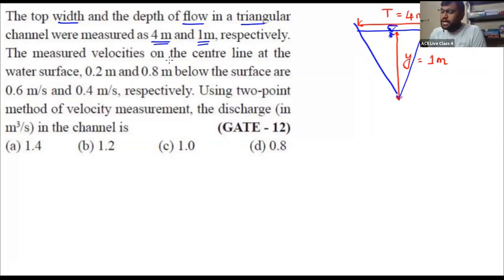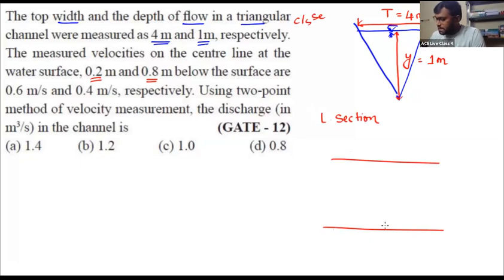Now, the measured velocities on the center line at the water surface at 0.2 meter and 0.8 meter. See, this is the cross section. And if you go for the longitudinal section, then what they're mentioning is, if this is the water surface, this is the channel bed, what is the total depth? The total depth is going to be 1 meter.